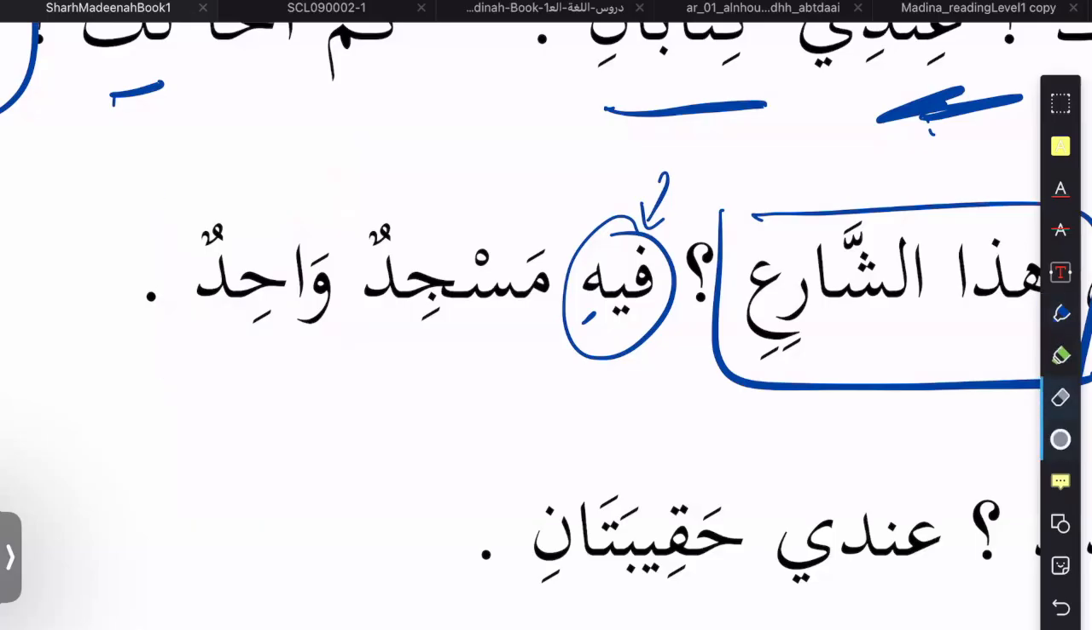What is wahidun doing? Why did we say wahidun? Wahid is one. It is just like in English. You can say in this street is a mosque, or you can say in this street is one mosque. So you can say the number one mosque, or you can say a mosque. So when you use this one explicitly, it has this emphasis.